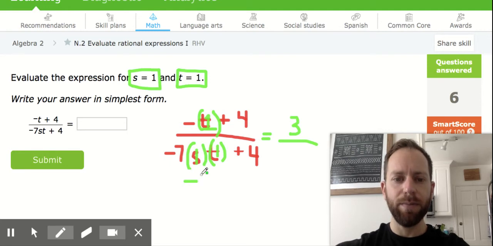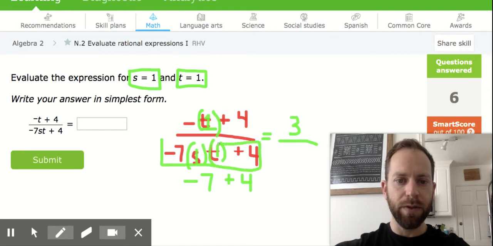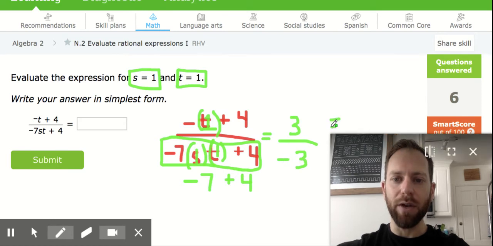Negative 7 plus 4, right? That's what this whole thing is equal to. So what's negative 7 plus 4? The negative's bigger, so it's negative. The difference between 7 and 4 is 3. So it's negative 3. And then 3 divided by 3 is 1, but there's a negative and no other negative to cancel with it. So that's just equal to negative 1.